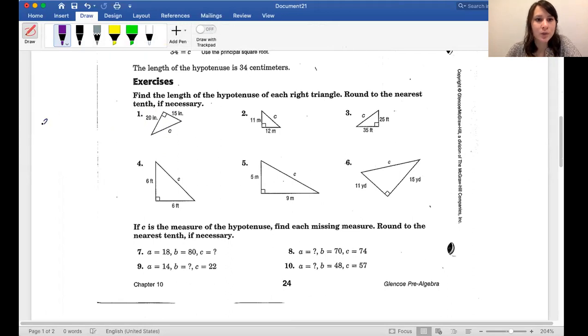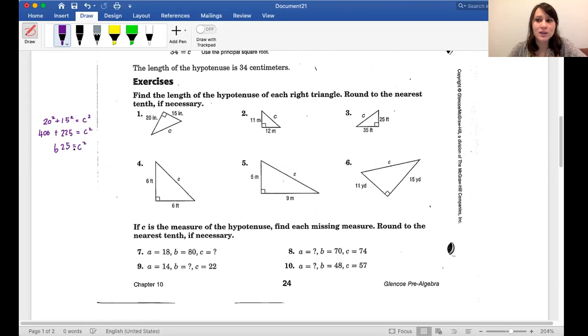So number 1, we're going to write this as 20 squared plus 15 squared equals C squared, okay? And then we can plug this in our calculator. So 20 squared is 400, and 15 squared is 225, and now we add them together, and we have 625 equals C squared.